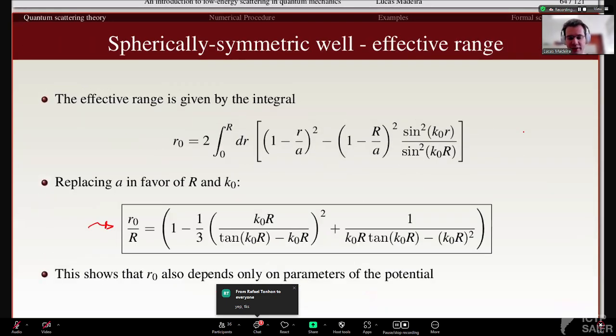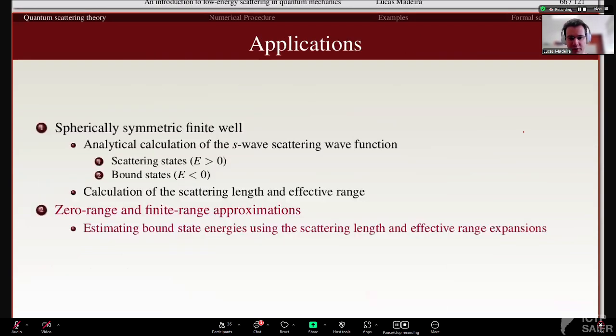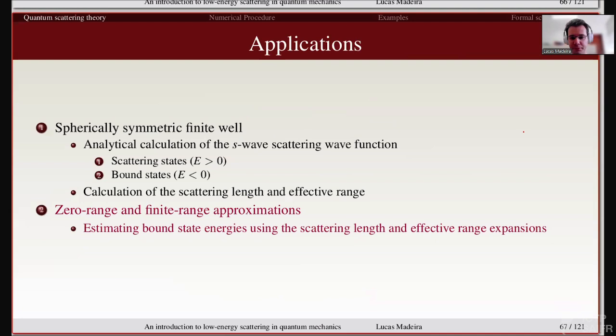So as I said, it's not like the real range of the potential. It's the range that matters for this low energy theory.